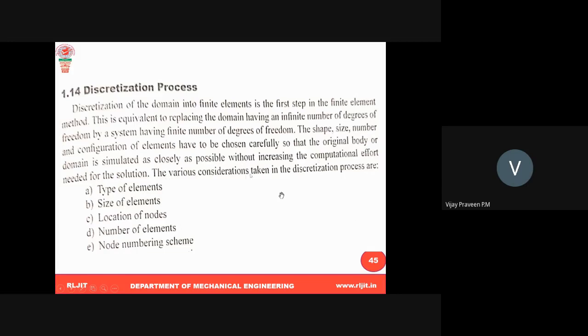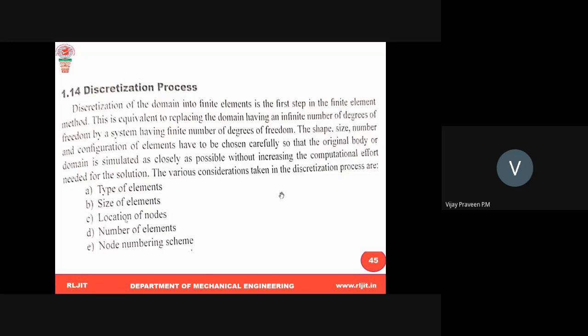So the various considerations in the discretization process, that means the factors affecting it, are: type of element, what type of element you are going to choose; size of element, what size of elements you are going to choose; location of nodes; number of elements, how many elements you are going to choose; and node numbering scheme, how you are going to number the nodes. All this matters in the discretization process, and finally matters for the accuracy of the result.